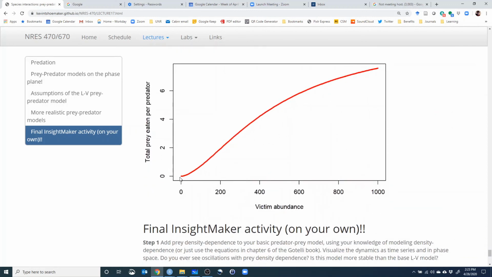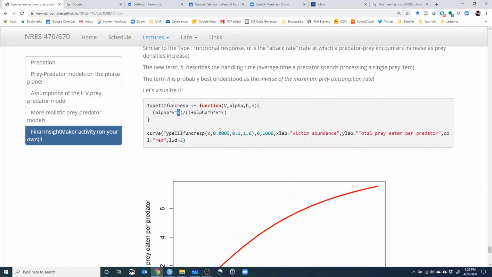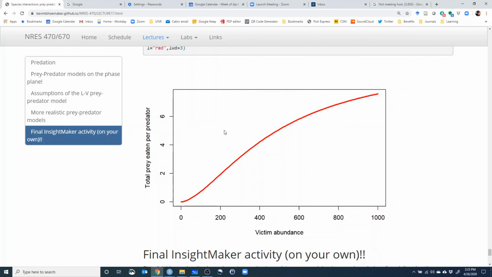As the victim abundance goes up at low abundances, more and more predators start focusing in, getting a search image for that type of prey. And then after a certain point, the predators start getting saturated and they reach kind of a maximum total prey eaten per predator. So that's kind of the most realistic of the three functional response types. It is called type 3 functional response.